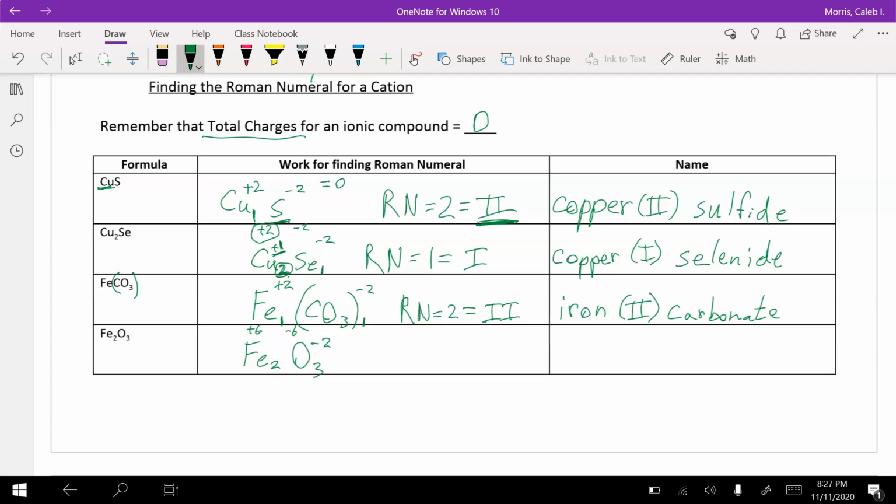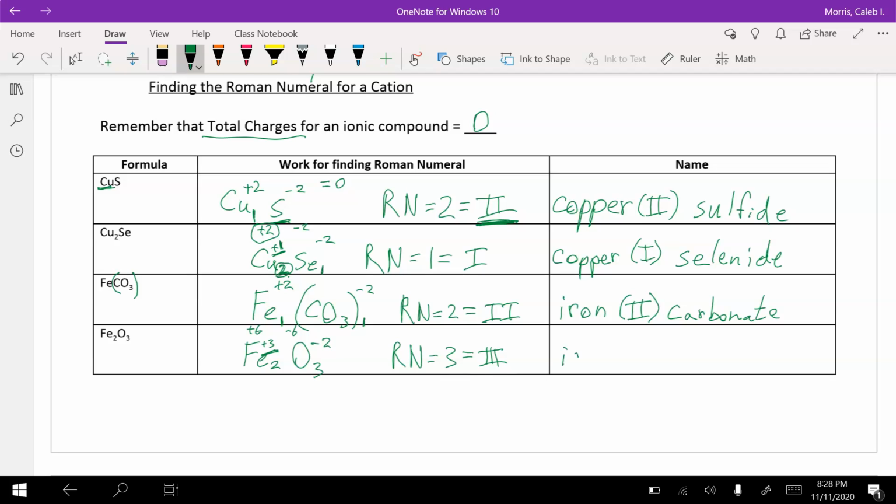Now I want to know what's the charge of each Fe. Well, if they add up to be +6, and I have 2 of them, I need to divide. 6 divided by 2 gives me 3. So the charge of each Fe is +3, and that's the number I'm looking for. My Roman numeral is going to be 3, which is written like that.